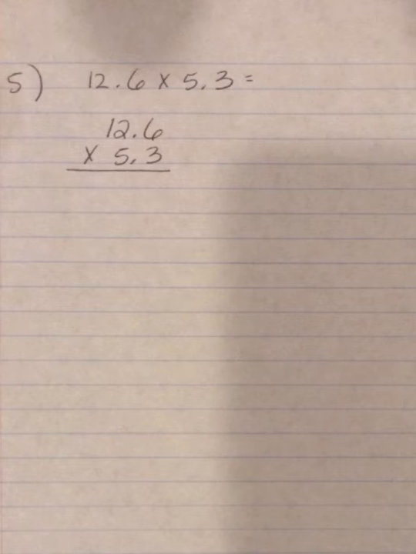Okay, in box number 5, we're going to do another multiplication of decimals problem. So we're going to say 12.6 times 5.3, and I like to set up these problems vertically because it just is easier for me. And I also like to put the number with the most digits on top because that helps me. You can do it however you want, but for me that works better. So my first step is to just multiply as I normally would. And so 3 times 6 is 18. 3 times 2 is 6 plus 1 is 7. And 3 times 1 is 3.